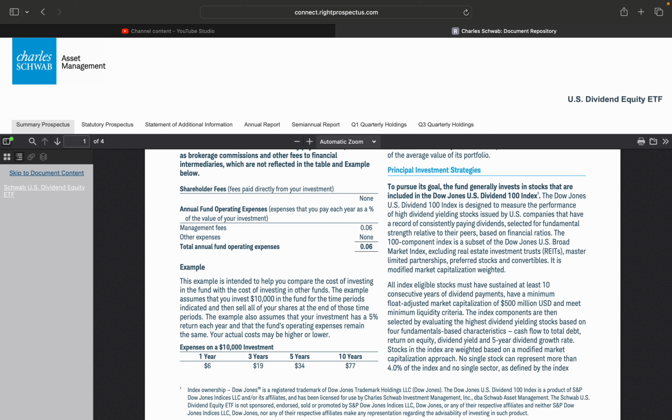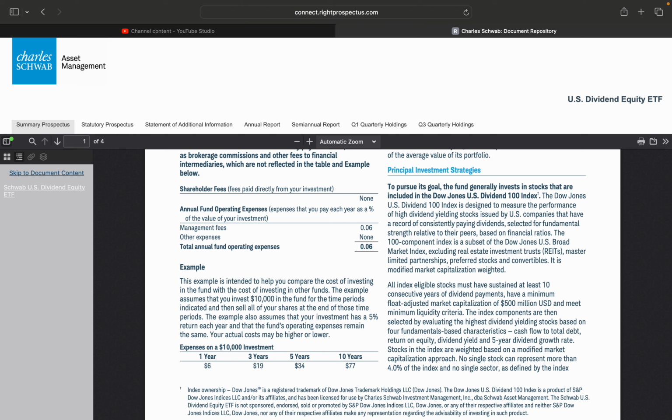All index eligible stocks must have sustained at least 10 consecutive years of dividend payments, have a minimum float adjusted market capitalization of $500 million US dollars, and meet minimum liquidity criteria. The index components are then selected by evaluating the highest dividend yielding stocks based on four fundamentals based characteristics: cash flow to total debt, return on equity, dividend yield, and 5-year dividend growth rate.